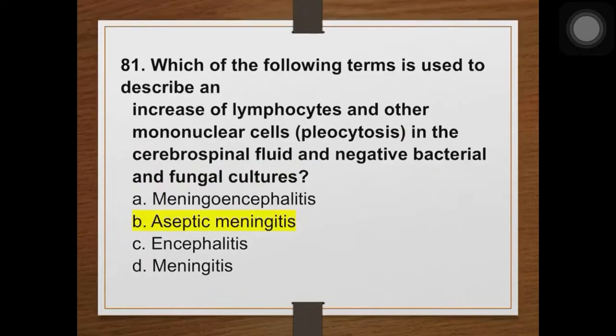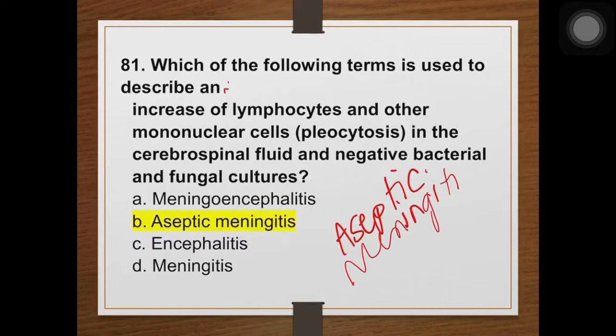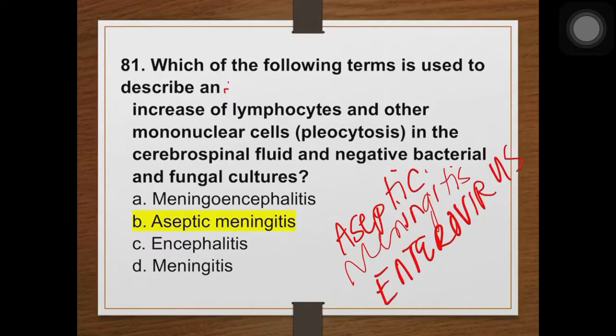Number 81. Which of the following terms is used to describe an increase in lymphocyte and other mononuclear cell in CSF and a negative bacterial fungal culture? Ang tawag po dito ay aseptic meningitis. Aseptic meningitis kasi wala pong tutubo na bacteria or fungi kapag kinulture at ang most common cause of aseptic meningitis are the enteroviruses. Correct answer 81, letter B.